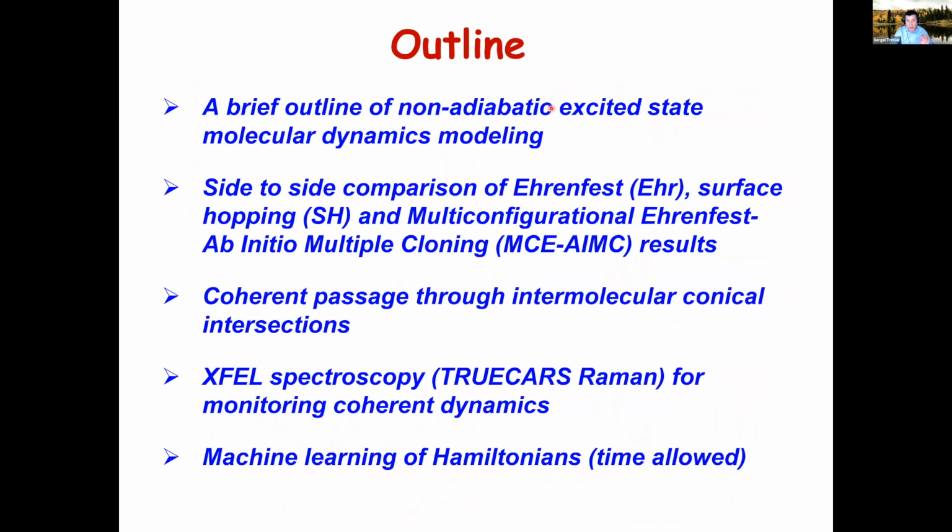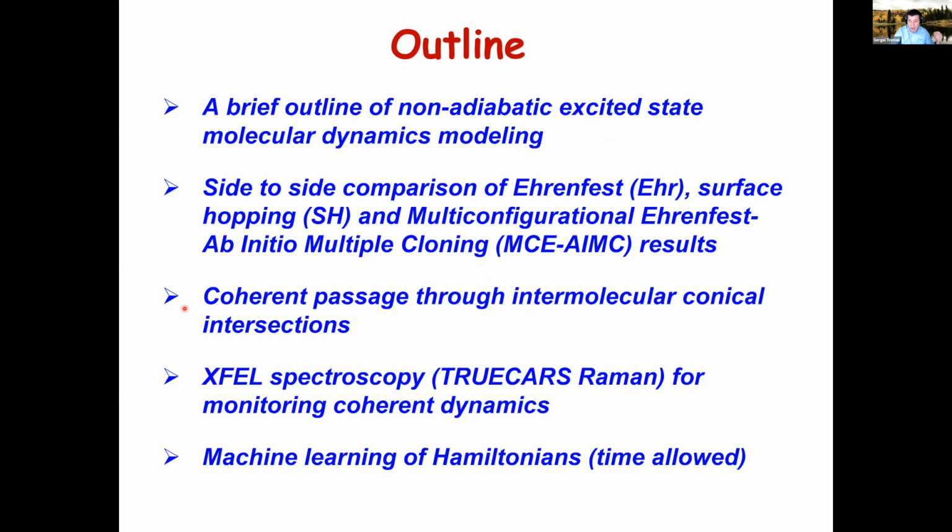First of all, I will introduce you to the non-adiabatic excited state dynamics modeling. This is our main tool, how we are trying to take into account essentially all electronic and vibrational degrees of freedom subject to certain approximations. And then for practitioners, I will be very briefly outlining the difference between when you need to use Ehrenfest surface hopping and more accurate multi-configurational Ehrenfest with ab initio multiple cloning.